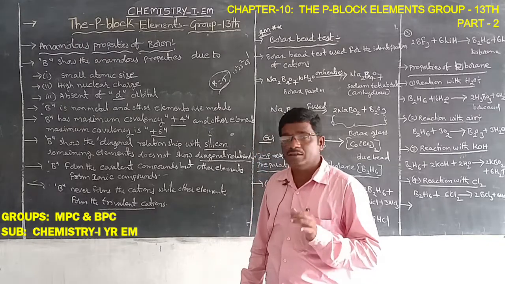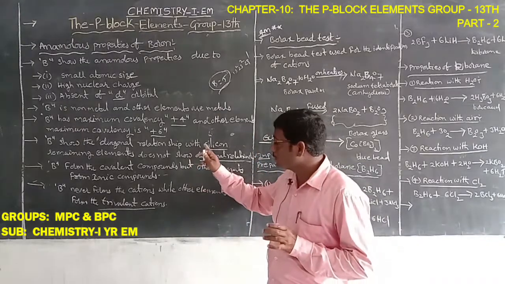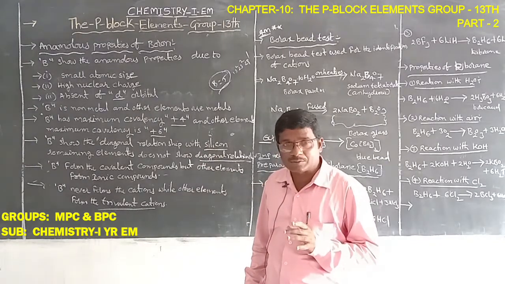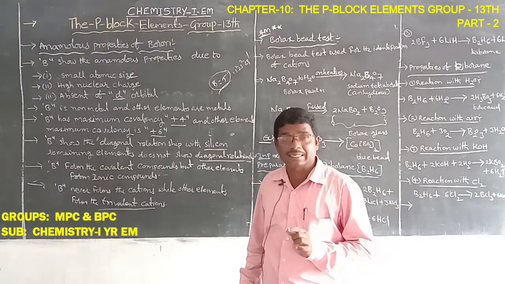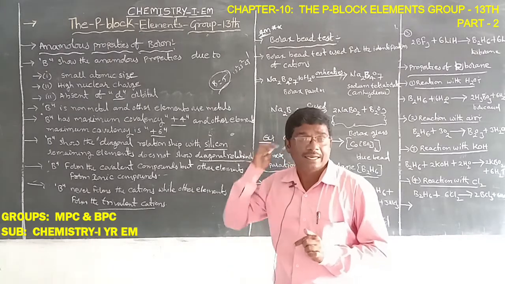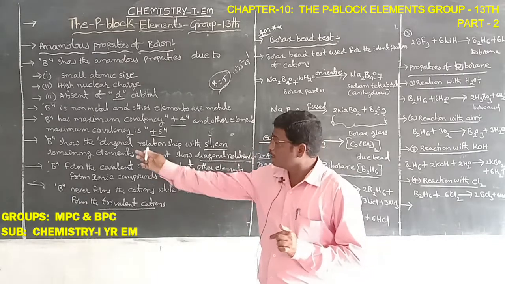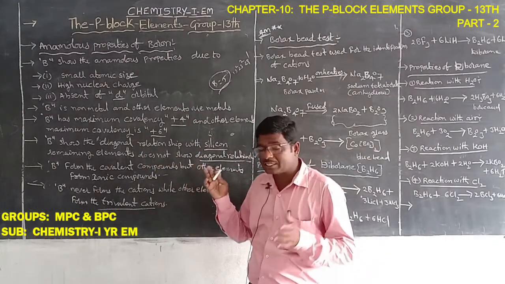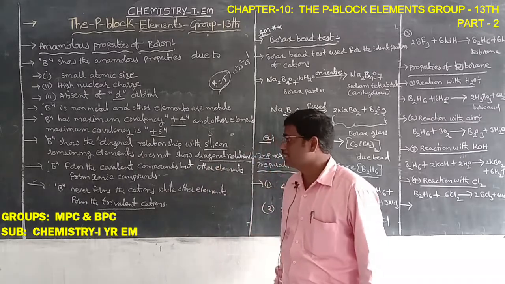Next, boron shows a diagonal relationship with silicon. The first element shows a diagonal relationship with the next element of the next period. That is known as a diagonal relationship. So boron shows a diagonal relationship with silicon. The remaining elements do not show the diagonal relationship.